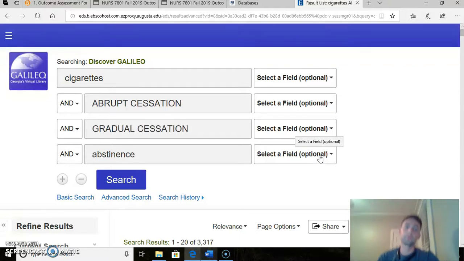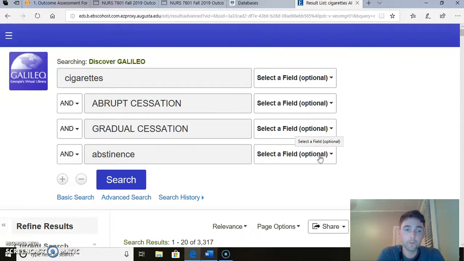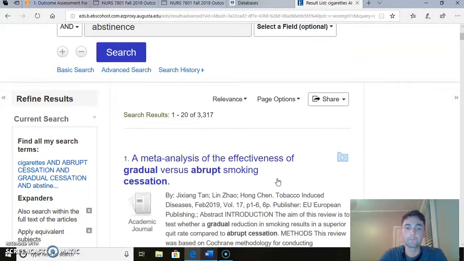Okay, so for me, what you need to do is find out what your population is, what your interventions are, and then what you were trying to measure, so what's your outcome. Once you find those things, plug them all into your search database. So when I was in the DNP program, I did research on smoking cessation and whether abrupt cessation or gradual cessation was more effective in patients maintaining abstinence after they stopped smoking. So when I did a search, look what came up.